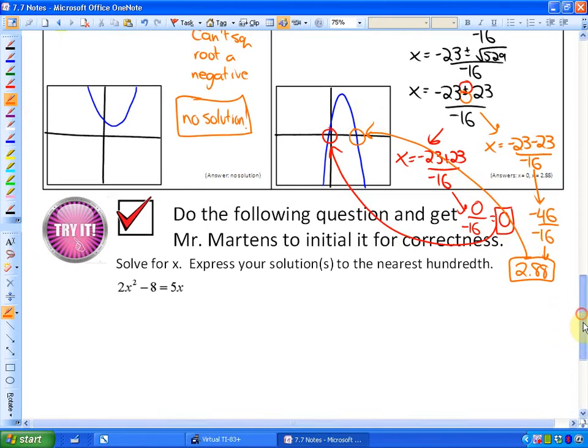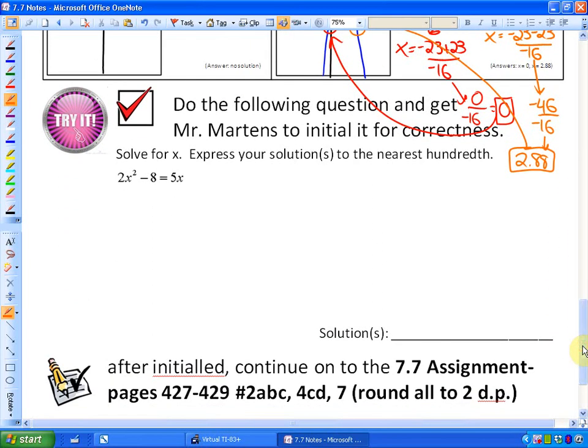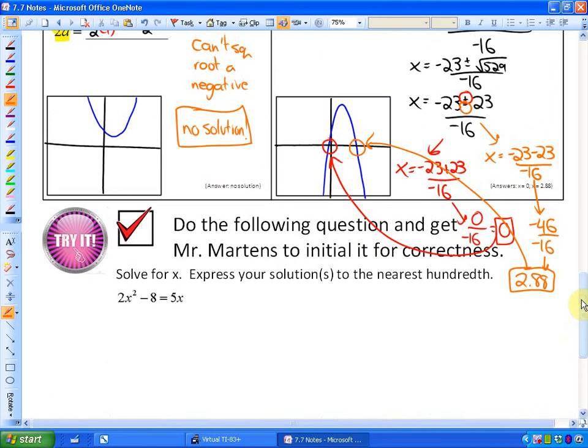Okay. Now, if you're in my class, what I would like you to do is go ahead and try the next question and get me to initial it. Okay, and that is solving using the quadratic formula.